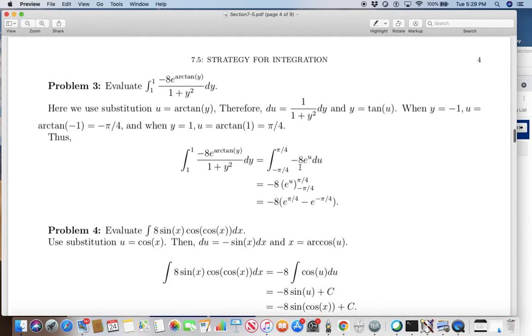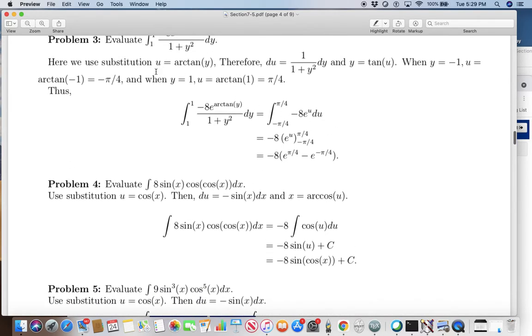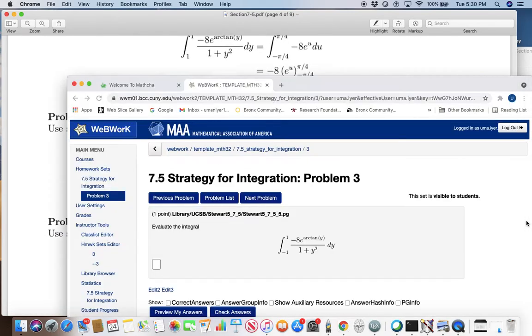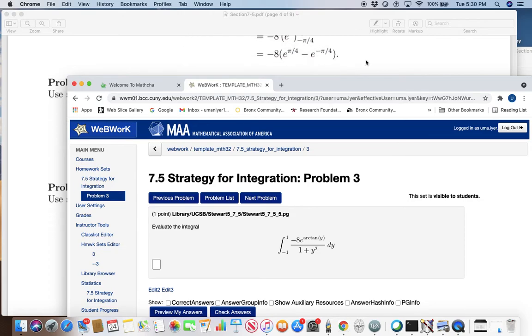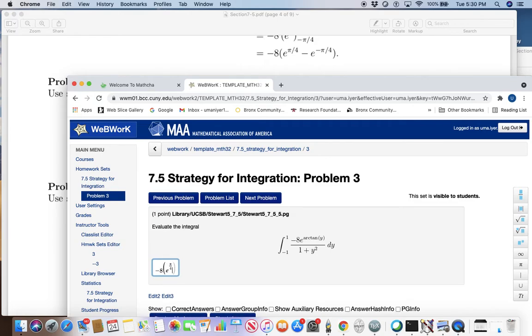The integral of e to the u is e to the u, with limits negative pi by 4 to pi by 4. That's it. No constant of integration is needed because this is a definite integral. Mind you, I have a small typo here; it should be negative 1 to 1. So let's write down the solution: negative 8 times (e to the pi over 4 minus e to the negative pi over 4).